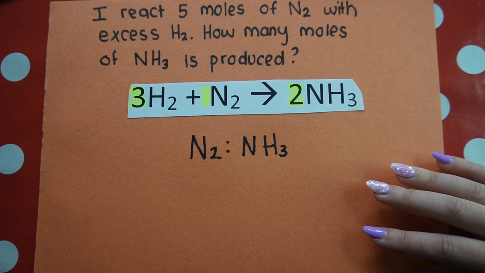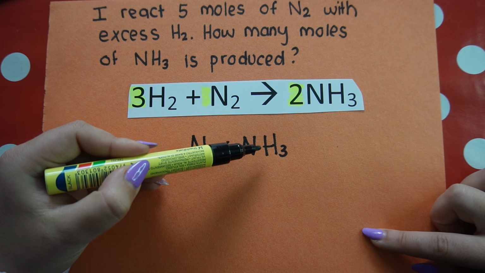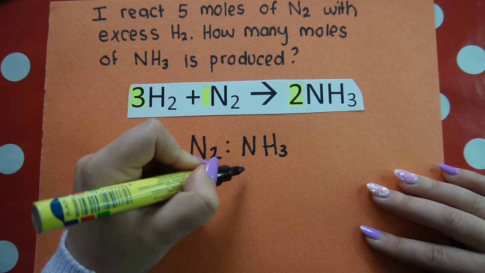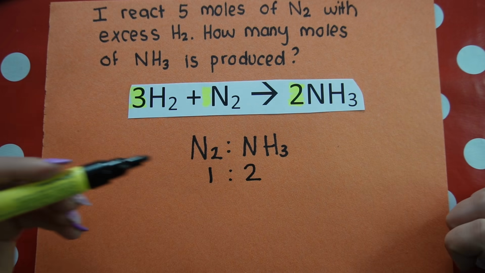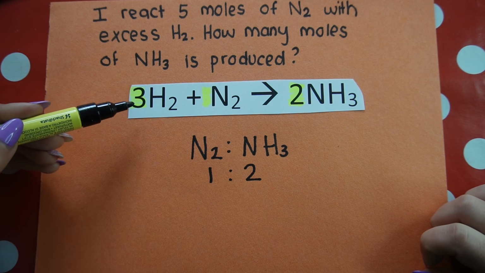So what we do is as follows. Remember, we're not looking at hydrogen. We have nitrogen to ammonia. So that is a 1 to 2 ratio. You use the big numbers, 1 to 2. That's my mole ratio, and you always write these things down from the balanced equation.